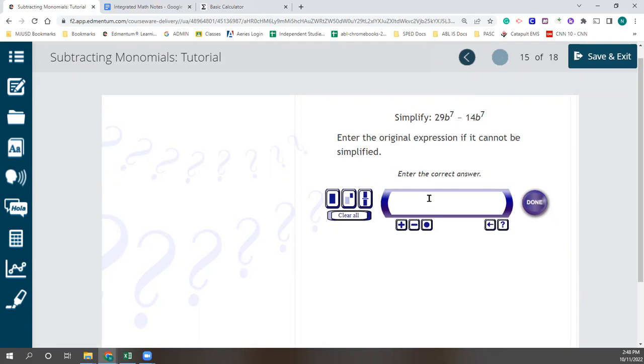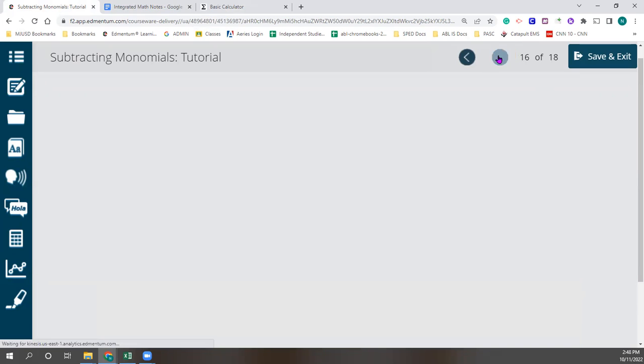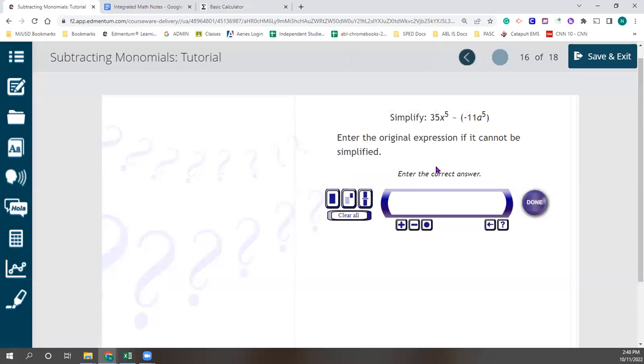29 minus 14 sounds like 15. So 15, exponent 7. Oops, I forgot the b there. I don't want the b up there, I want it over there. There you go. So 15b^7. Done. Great. This is a fast tutorial. It's going to get harder.